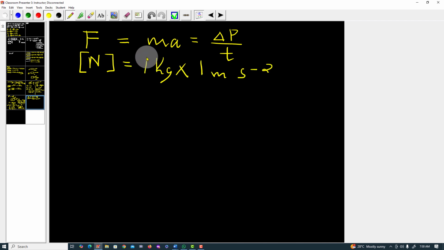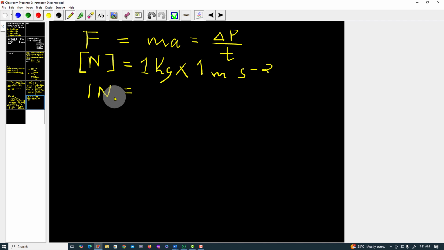Let me repeat this because it's very, very important. We can define the newton as the force, or as the resultant force, which produces an acceleration of 1 meter per second squared when it acts on an object of 1 kilogram. Or we can say when a resultant force of 1 newton acts on an object of mass 1 kilogram, it produces an acceleration of 1 meter per second squared.